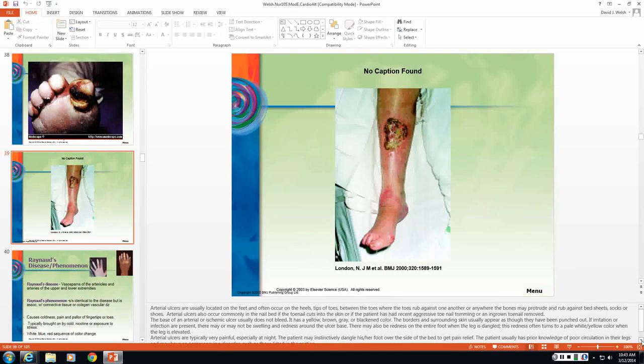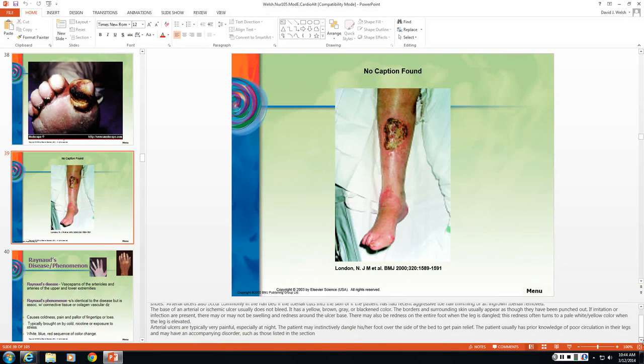Now, typically arterial ulcers are very painful, especially at night. So the patient may instinctively dangle his or her foot over the side of the bed to relieve the pain. The patient usually has prior knowledge of poor circulation in their legs and may have another accompanying disorder, such as the ones we've already talked about in this section.